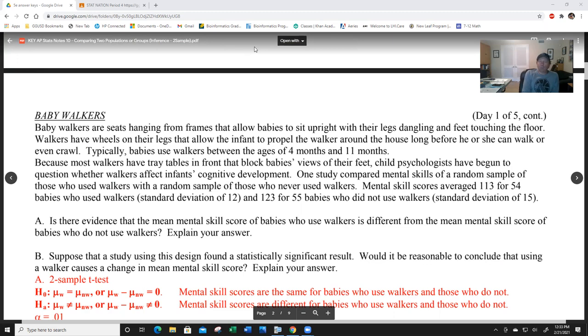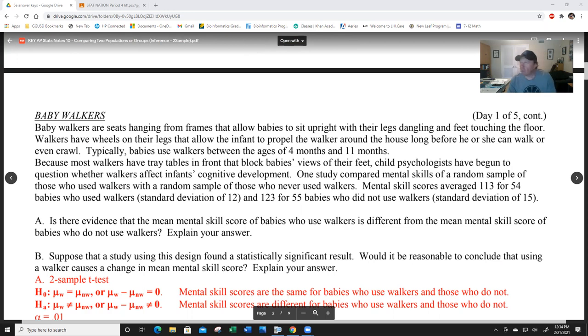Typically, babies use walkers between the ages of 4 and 11 months. Because most walkers have tray tables in front that block the baby's view of their feet, child psychologists have begun to question whether walkers affect infants' cognitive development. Interesting. One study compared the mental score, I don't know how you get a mental score off an infant, but somehow they do, of a random sample of those who use walkers with a random sample of those who never used walkers. The skill score, for 100 average, was 113 for 54 babies who used a walker, standard deviation 12, and 123 for 55 babies who did not use walkers.